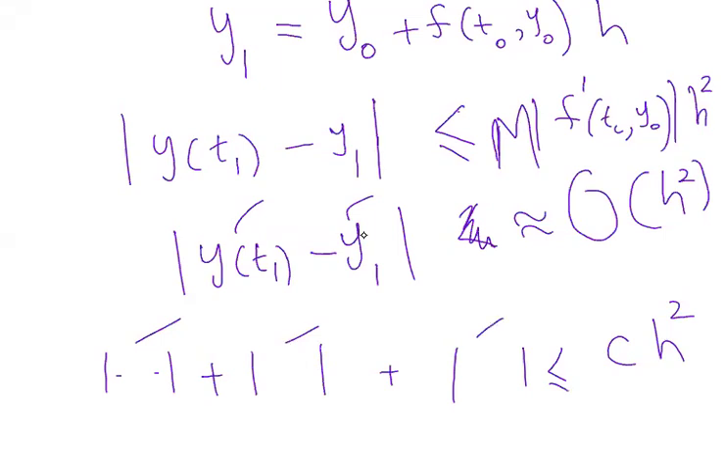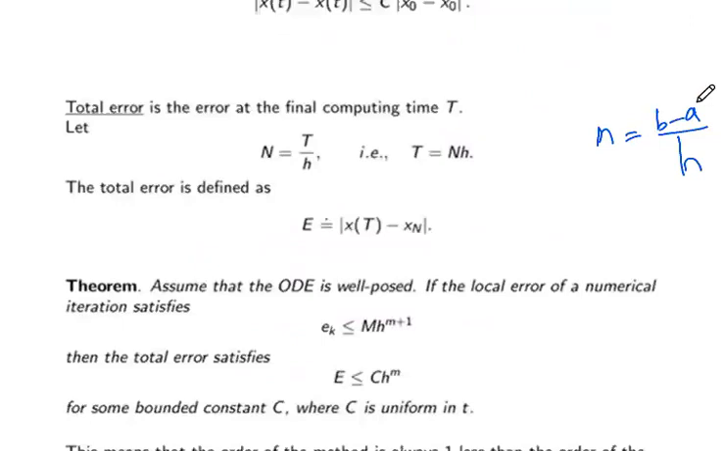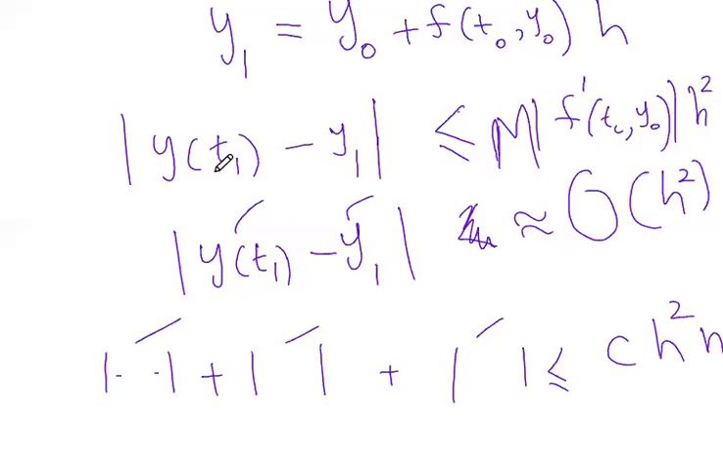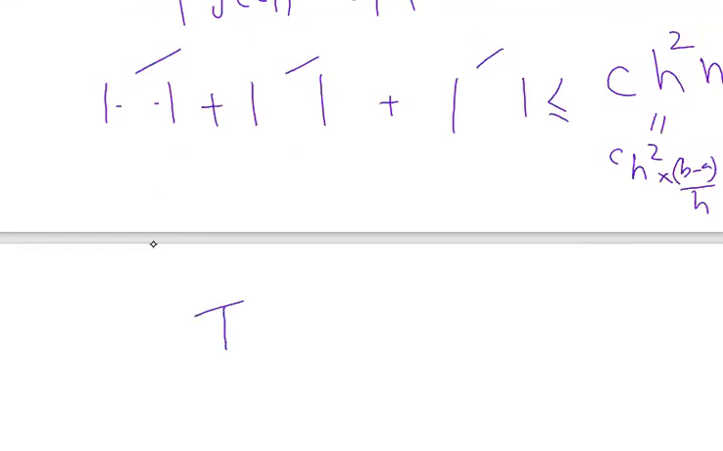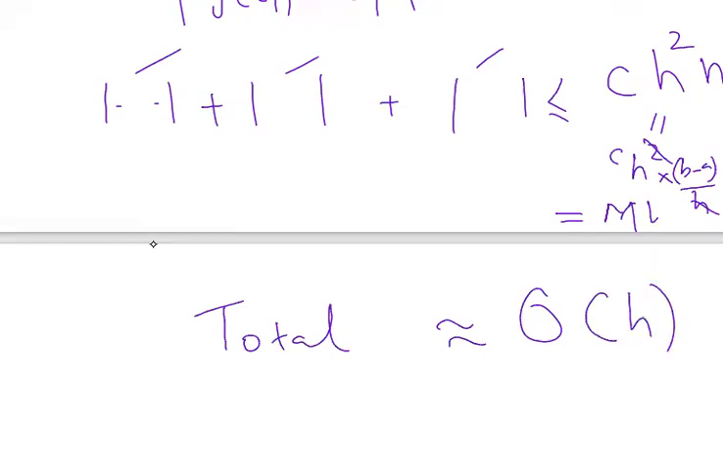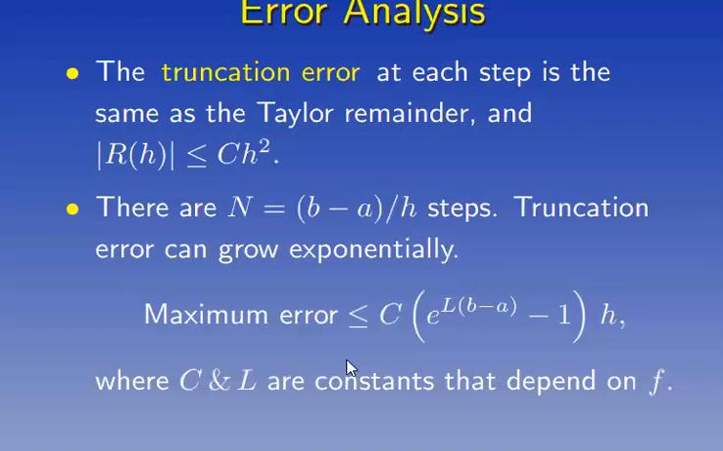N number of terms times C H squared, right? Your N is equal to some constant, B minus A divided by H. Let's plug this in. So the total error, or global error, is of order H, some constant times H. Got it?